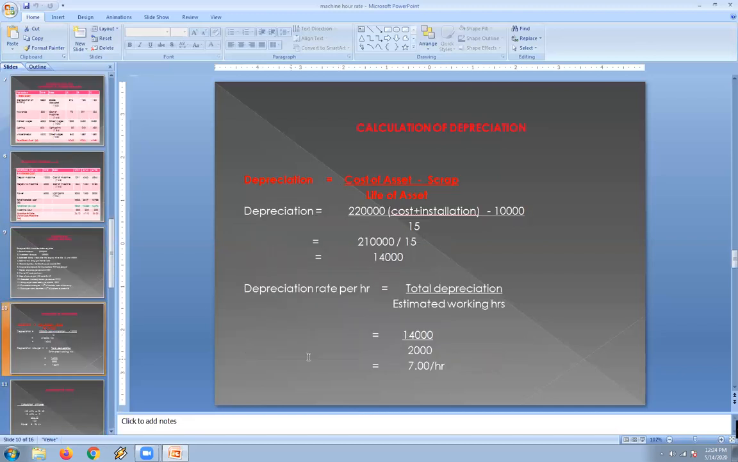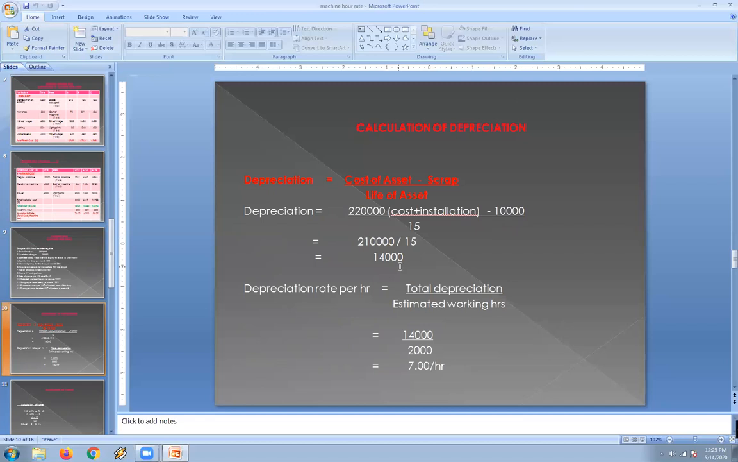First we are going to calculate the depreciation. Depreciation equals cost of asset minus scrap divided by life of asset. So the cost value is 2 lakhs plus 20,000 cost of installation. Then the total value will be 2 lakhs and 20,000. Scrap 10,000 should be deducted, divided by estimated life of 15 years. So 220 minus 10 becomes 2 lakh 10,000, divided by 15 years is 14,000 per annum.